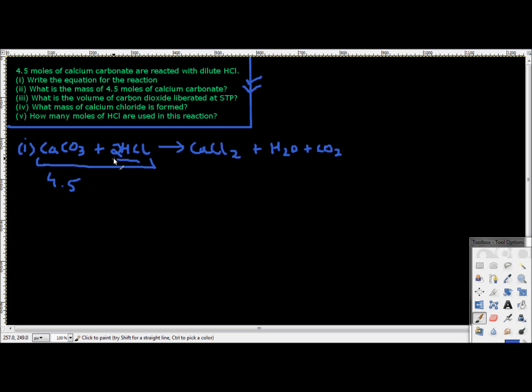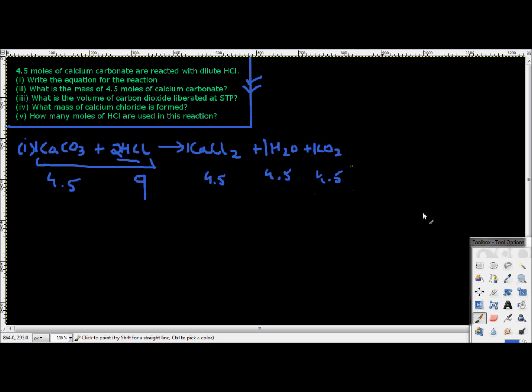So this HCl, actually if you have 4.5 moles of CaCO3, that means that 9 moles of HCl will be needed. So let's assume we have all 9 moles. So 9 comes here. Now all of these are 1 as well, just like CaCO3. So for these also there'll be 4.5, 4.5, 4.5.